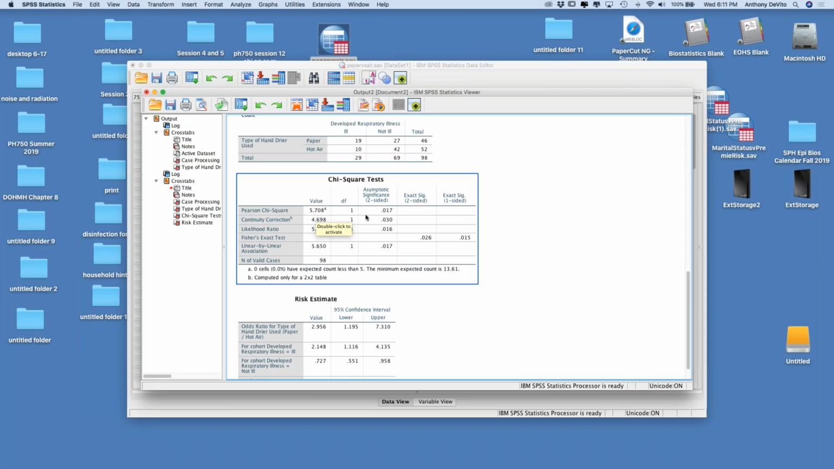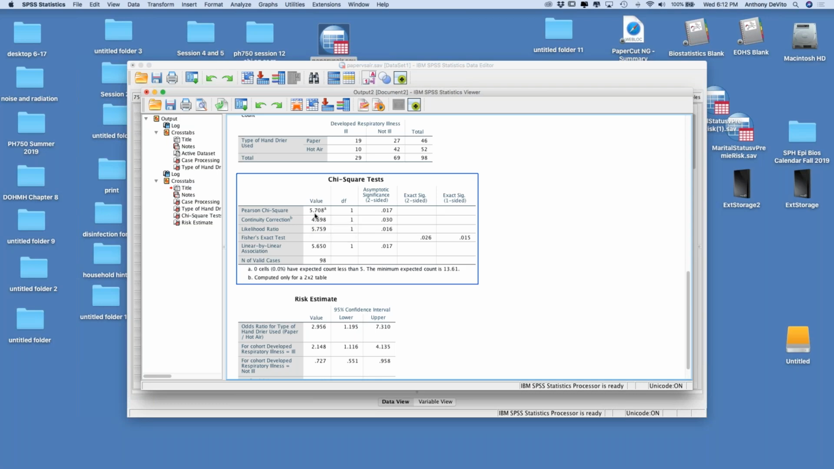5.7. I think I mentioned to you for 1 degree of freedom, what was the critical value of a chi-square? It was 3.84. So we've exceeded it. So right there, I already know in my head I can reject my null hypothesis. But I can also see that SPSS has actually calculated for me the probability that we would get that big a chi-square if the null hypothesis were true. In other words, there's only a 1.7% chance that we'd be wrong if we reject the null hypothesis here, right?